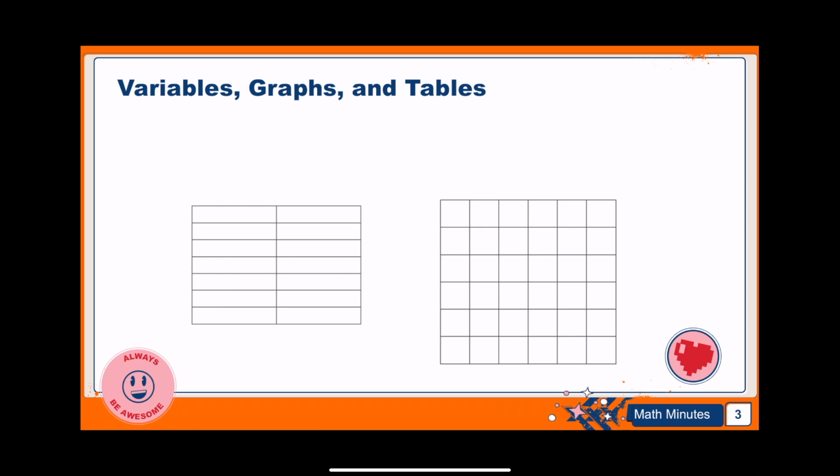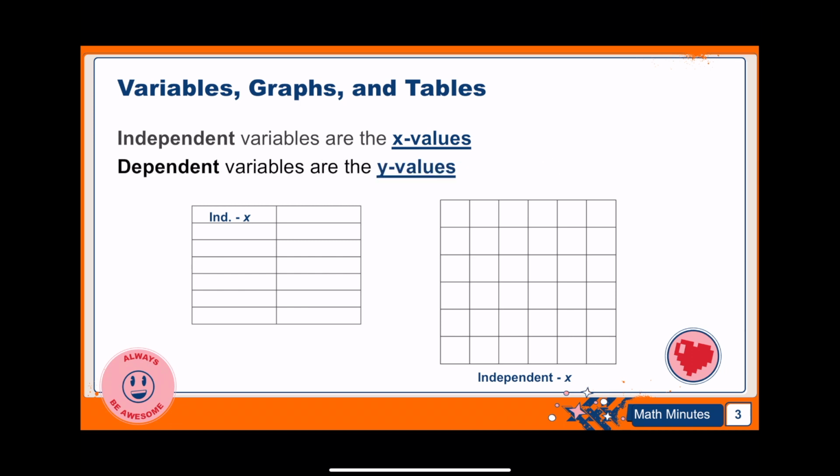So when we think about variables, graphs, tables, all these things, it's really important that we understand our vocabulary and where they go in these different comparison models we're going to be talking about. So independent variables are your x values. And when we think about our x values, they're often referred to as our input. X values are always going to be on the bottom, on the x-axis of our graph. So that's the independent variable, and this is a one-quadrant graph, so it'd be on the bottom.